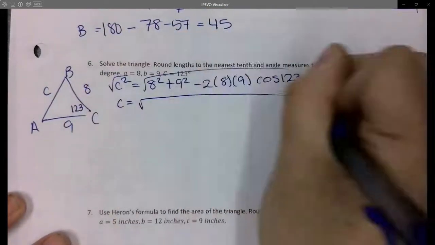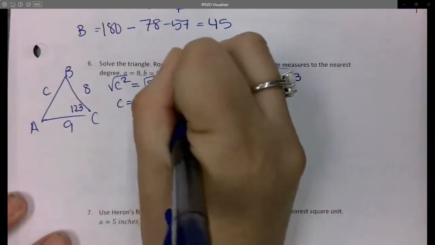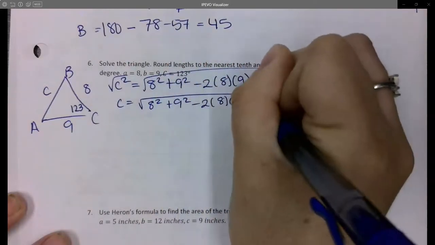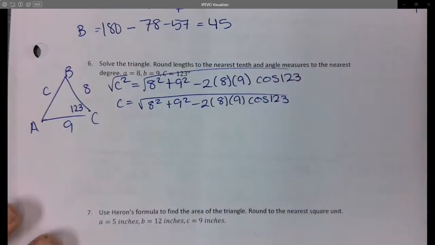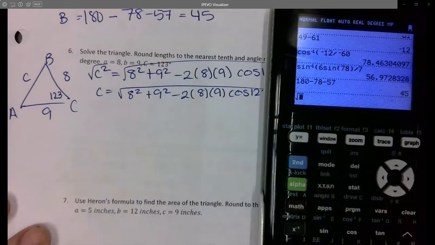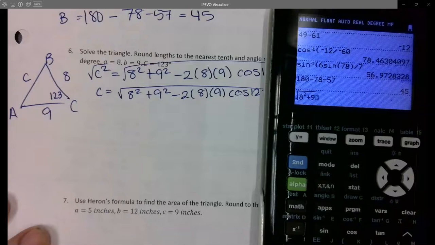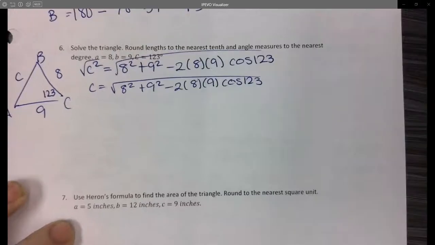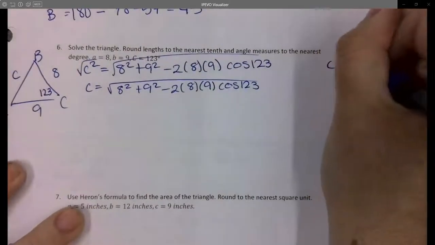This will get me C equals the square root of 8 squared plus 9 squared minus 2 times 8 times 9 cosine 123. And I can type that straight into the calculator like that. So I have square root of 8 squared plus 9 squared minus 2 times 8 times 9 cosine 123, which gives me 14.9. This is a side length, so I can keep that to the nearest tenth.